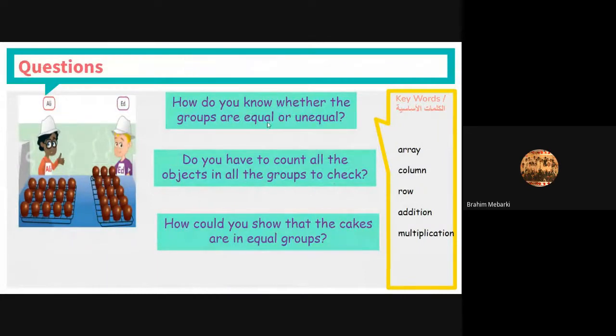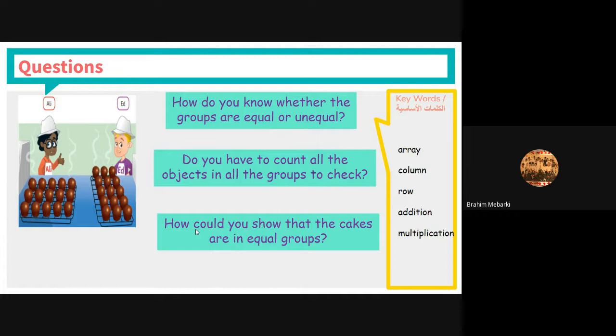So how do you know whether the groups are equal or unequal? Here we have 1, 2, 3, 3 groups of 5. What does that mean? It means in each group there are 5 cupcakes. They have the same number of cupcakes. Do you have to count all the objects in all the groups to check? Yes, you can count all the objects in all the groups to check.